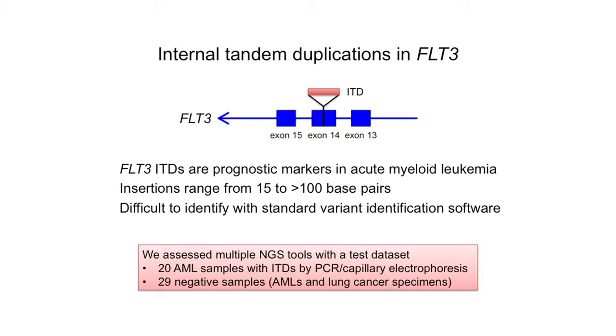And it was unclear what software was going to be the best for this. So this was one of our first experiments. We started out with a fairly modest test set. We had 20 AMLs that had confirmed ITD insertions by PCR and capillary electrophoresis, and then we had 29 negative samples that were also confirmed by the same method. Included were AMLs and some lung cancer specimens.